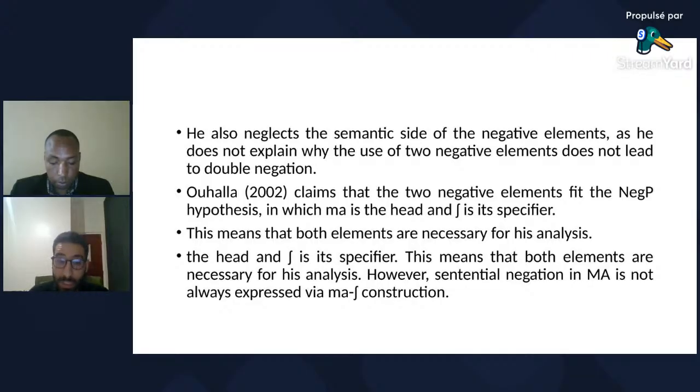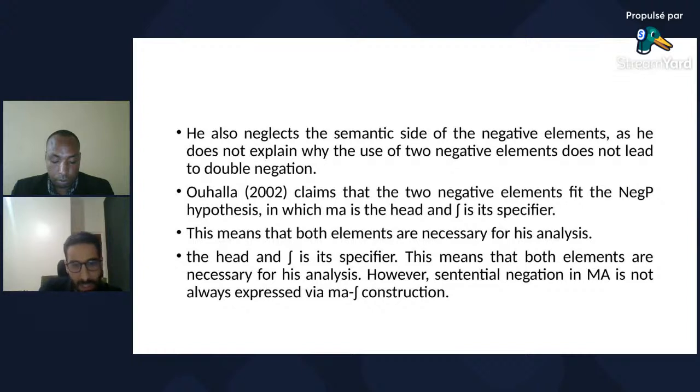So we have two negative elements and they don't cancel each other out, which is very interesting. In English, it is the opposite. For example, in English, double negation leads to positive meaning. For example, he is not unhappy, which means he is happy, okay? In Moroccan Arabic, this is not the case, which is very, very interesting.